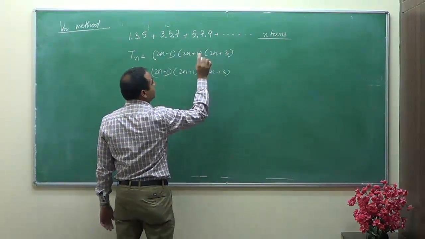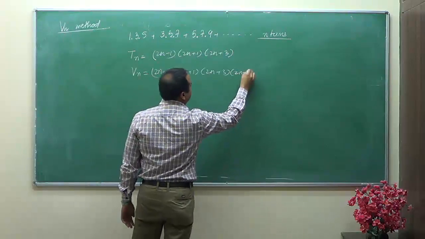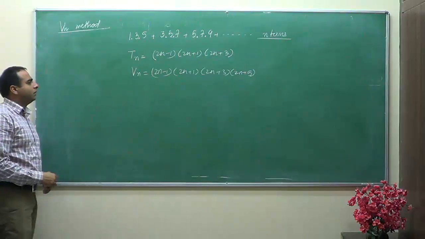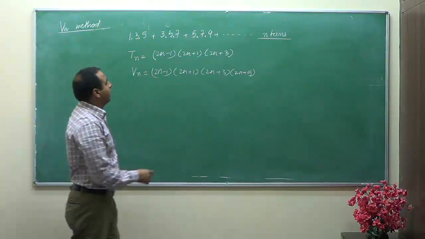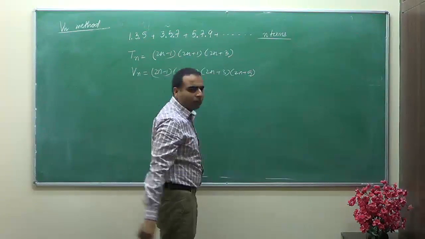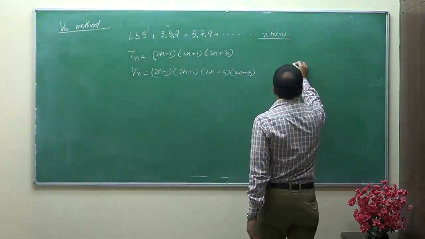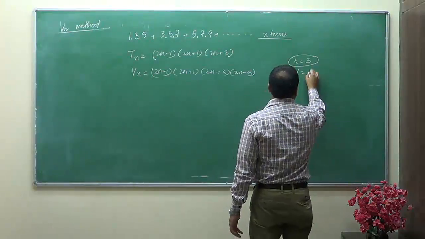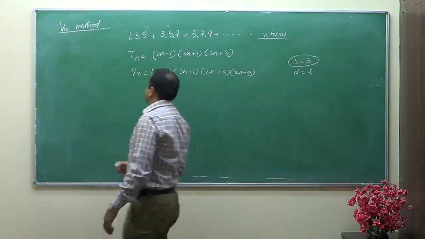What is the common difference of these terms? 2. So next we will take 2n plus 5. Next term जो हम लेंगे वो इसी common difference के हिसाब से हम लेंगे, 2n plus 5. What is R? R is equal to 3. And what is the common difference? Common difference is 2.